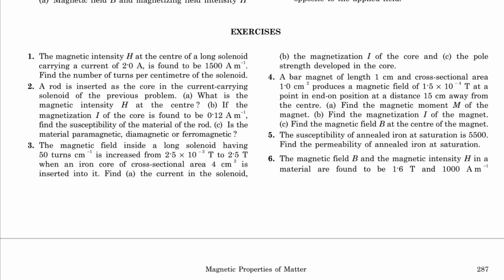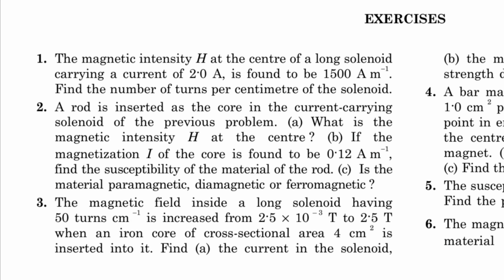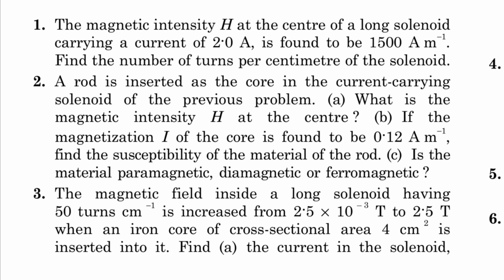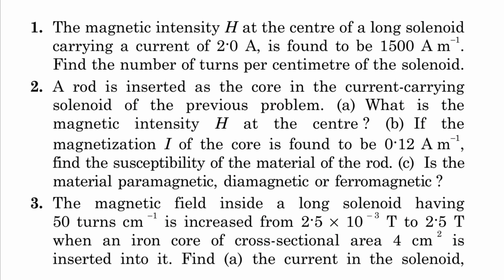So let's do some questions. The first question of the exercise is: magnetic intensity H at the center of a long solenoid carrying a current of 2 ampere is 1500 ampere per meter. We need to find the number of turns per centimeter of the solenoid.